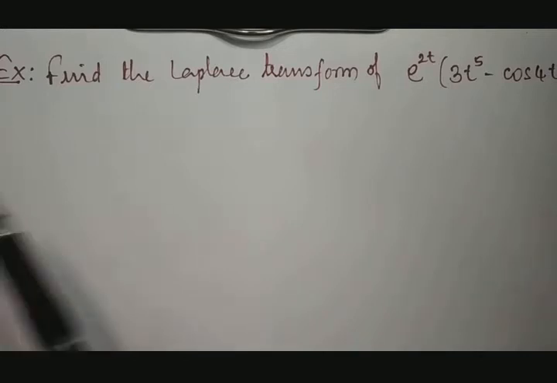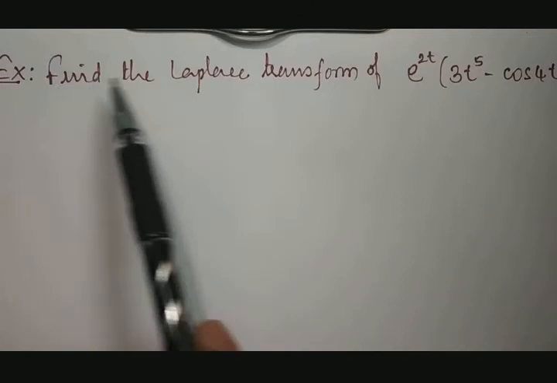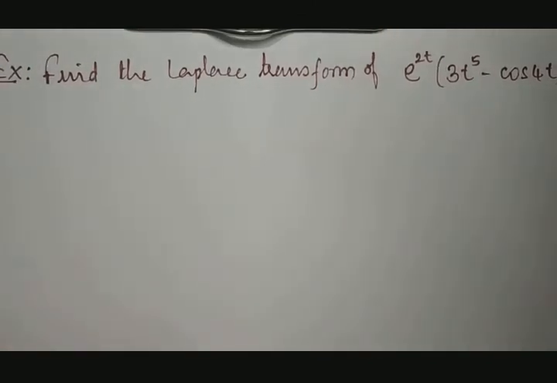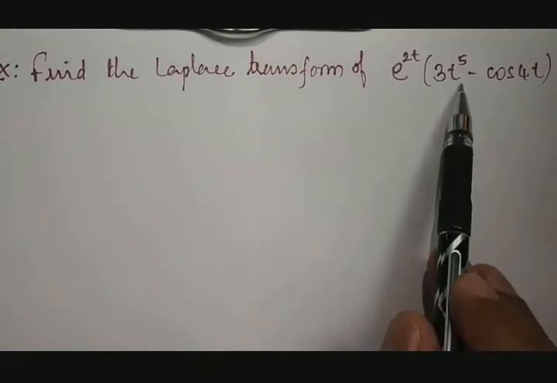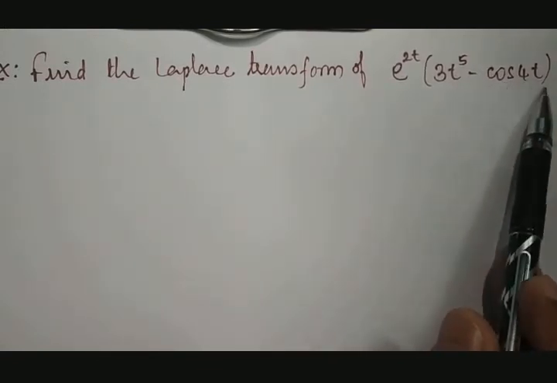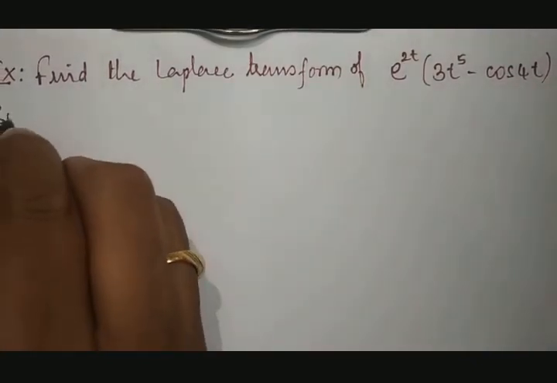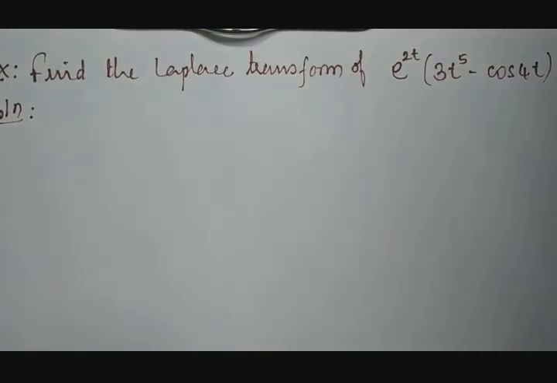Now we are going to discuss an example of finding the Laplace transform of e raised to 2t into 3 into t raised to 5 minus cos 4t. While solving this example, we need to keep in mind that this whole result got multiplied by an exponential.